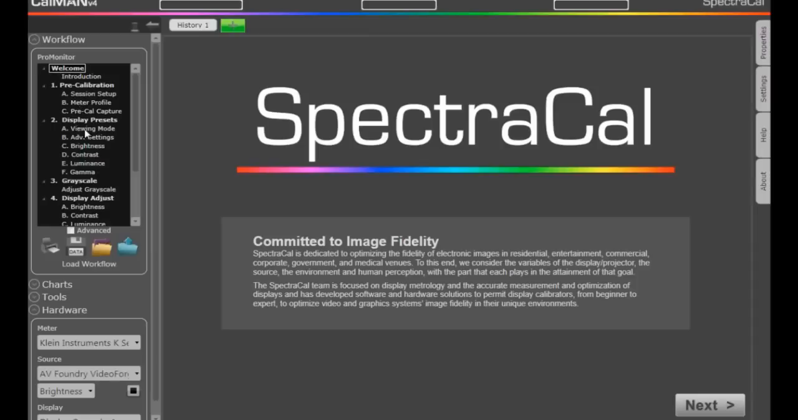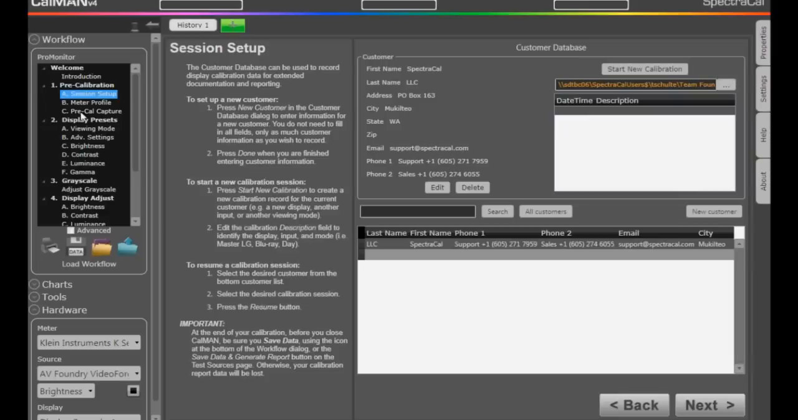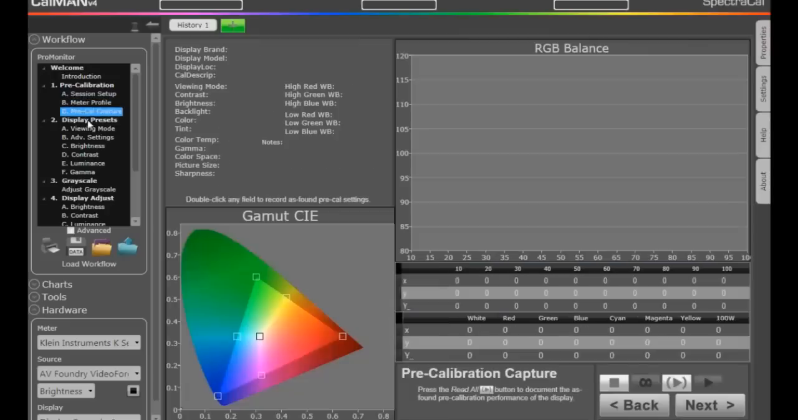So as we work through the workflow then, the session setup would give us a chance to enter customer information. And I'm going to skip a step or two here and go on down to the pre-cal capture step, one of the main next items that we're going to be accomplishing. Here we would have the opportunity to enter information about the display that we are calibrating, both its identification information and its initial settings if we wish.